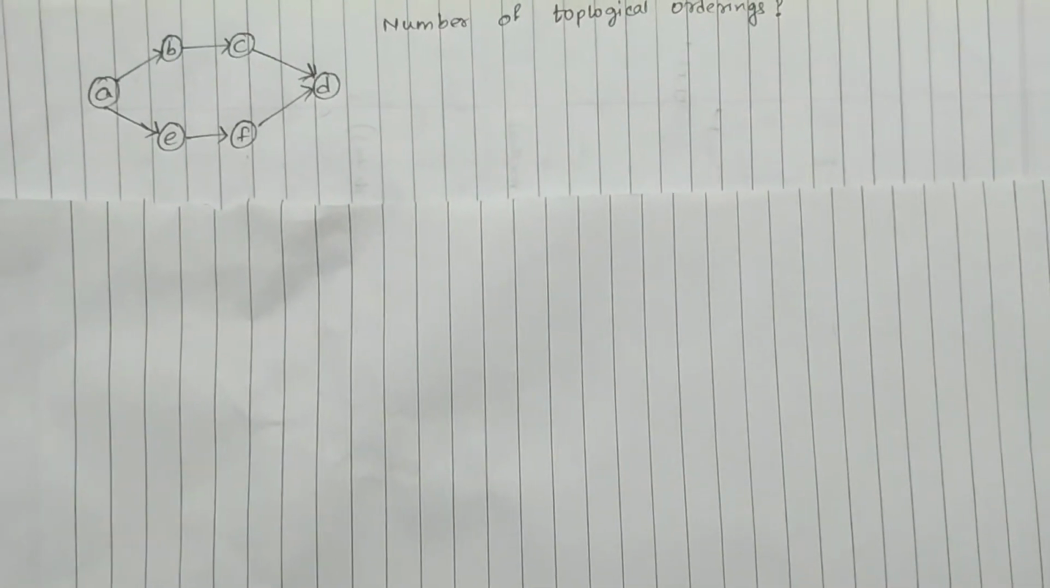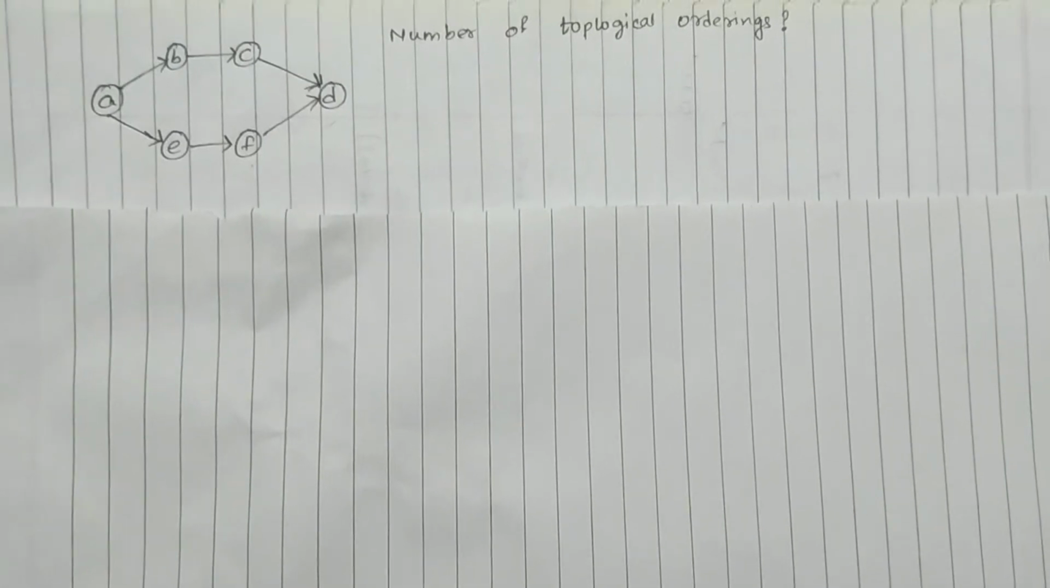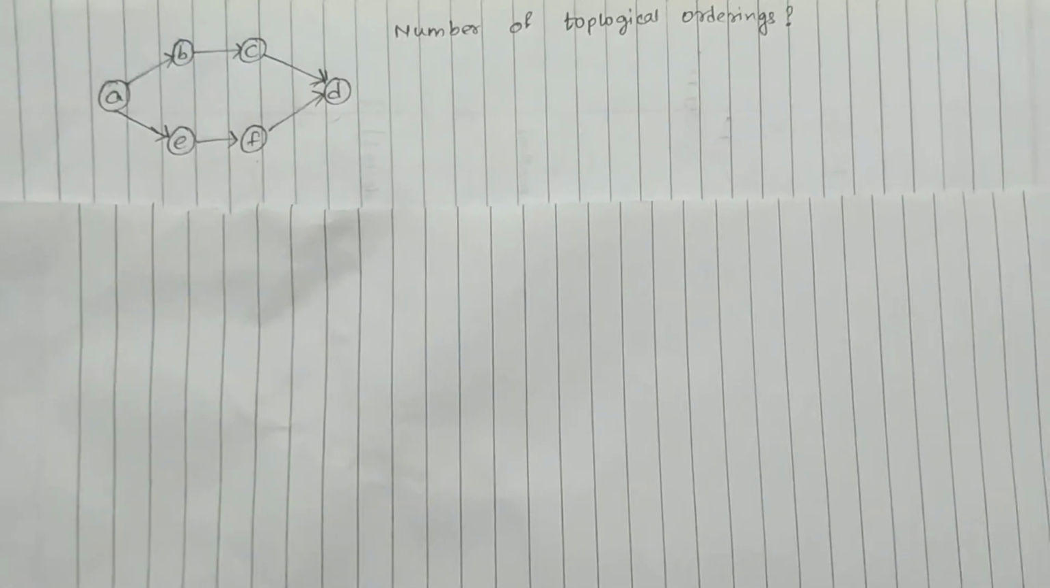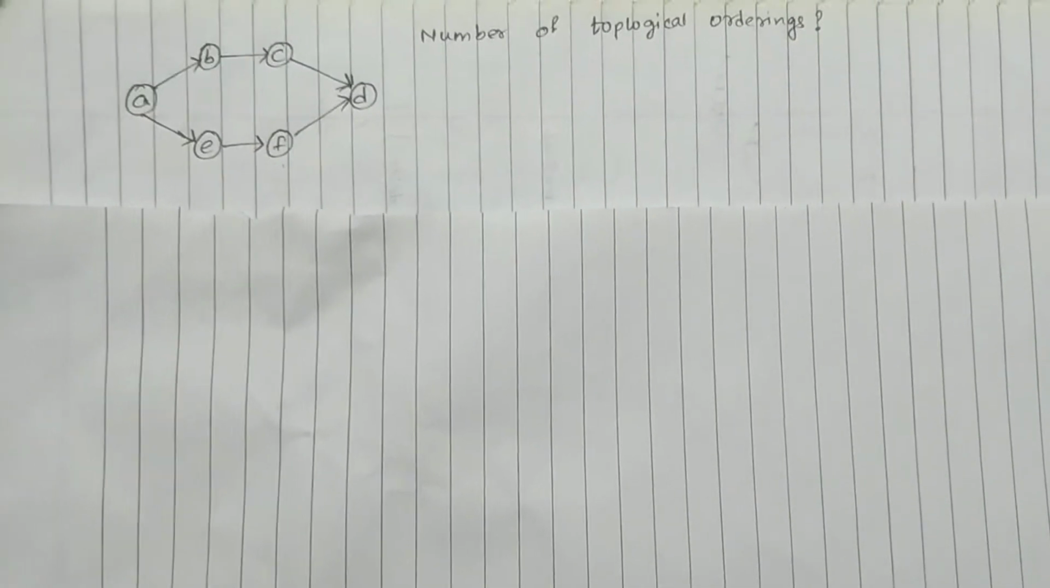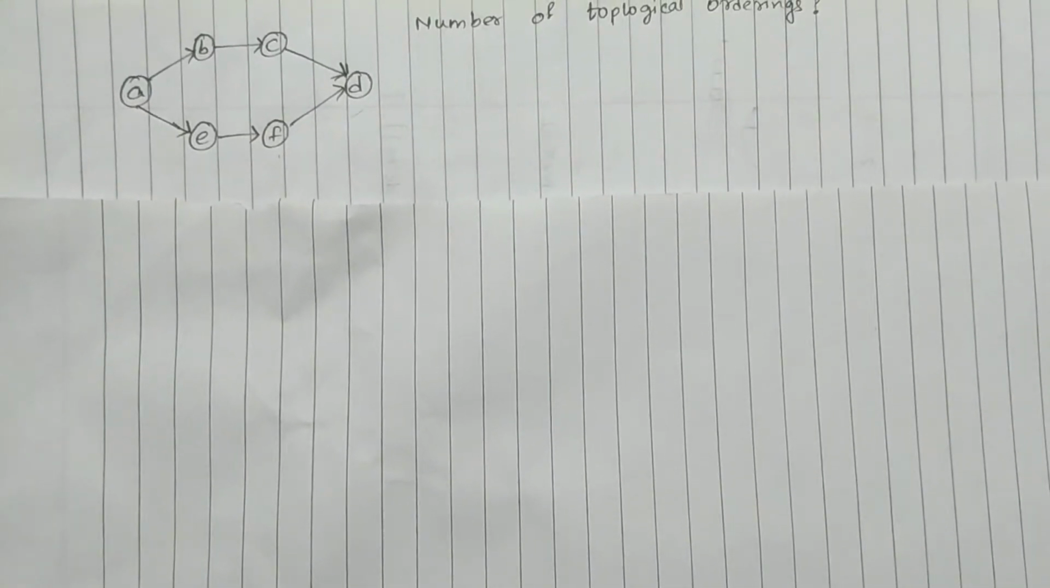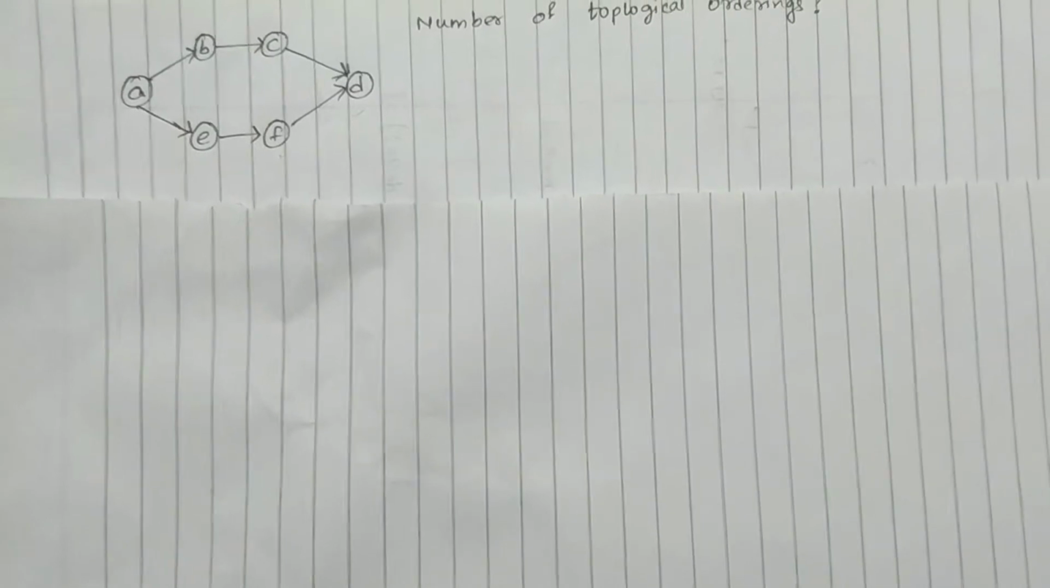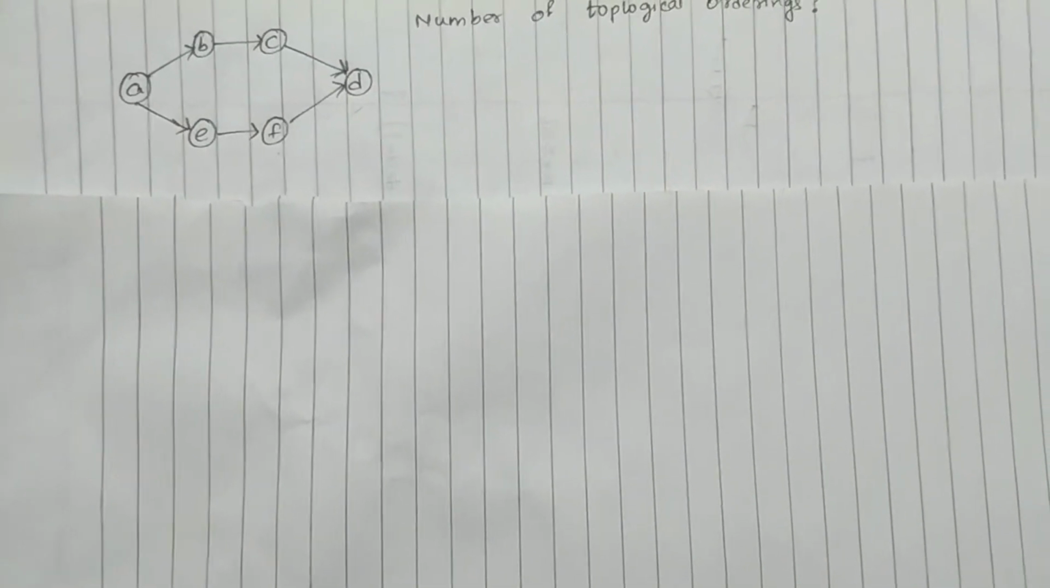So in this GATE question from 2016, you were supposed to find the number of topological orderings for this graph. If you don't know what topological ordering is, it is basically about finding the sequence of nodes in which, if you traverse, you will be traversing in the given direction.